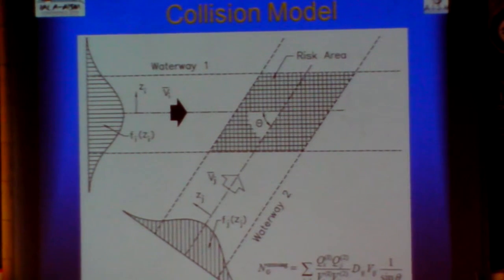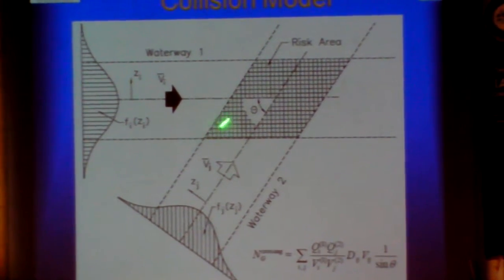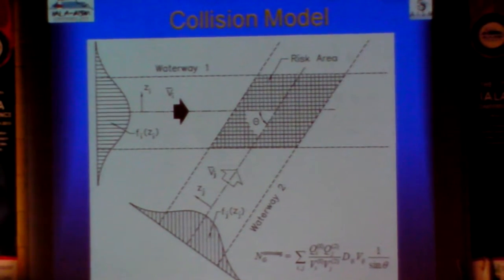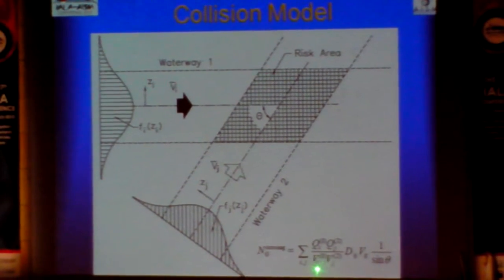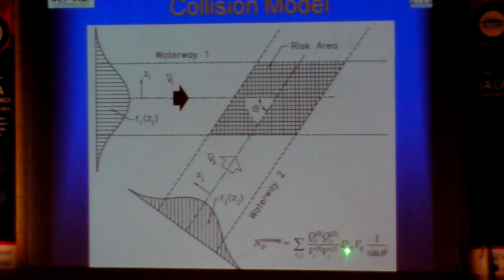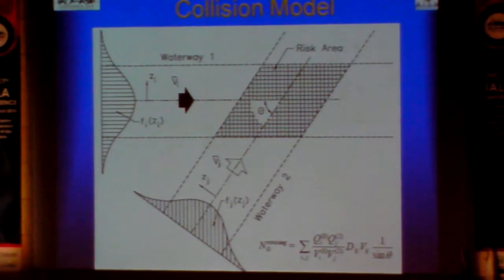So if you have a higher speed ship, it will go faster through. If it's very short, it will have even lower probability than a longer ship. So that's the thinking behind it. You can see the complicated equations here, velocities of the ships, the distributions, and this effective diameter of this area, I think it is.